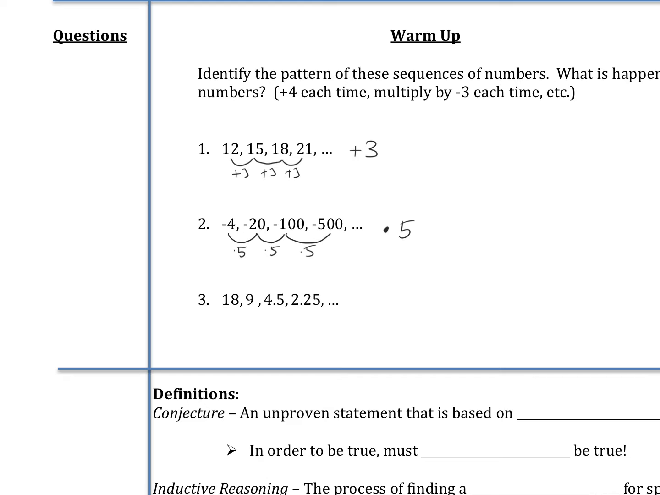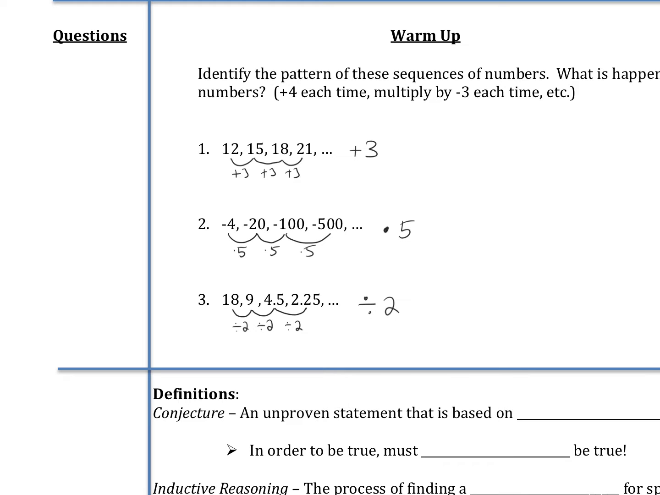All right, next one's a little trickier. How do we get from 18 to 9? Let's just try a couple things here. Well, we could subtract 9. We could also divide by 2. Let's see here. If we go from 9 to 4.5, is that subtracting 9? It is not. Looks like we're dividing by 2. Let's see if that pattern continues. Divide by 2. 9 divided by 2 is 4.5. How about this one here? That's also dividing by 2. Looks like the rule is we're going to divide by 2.